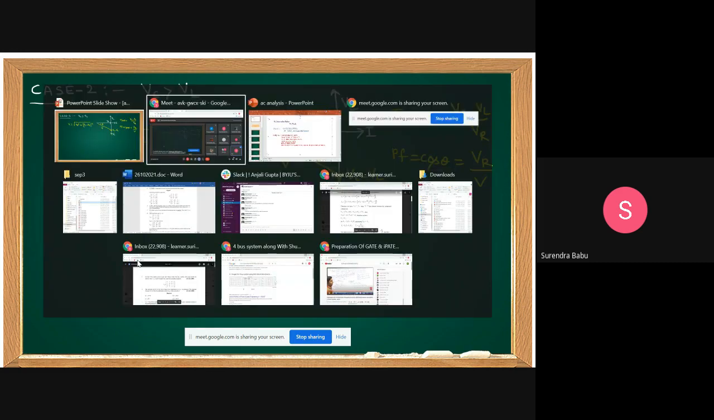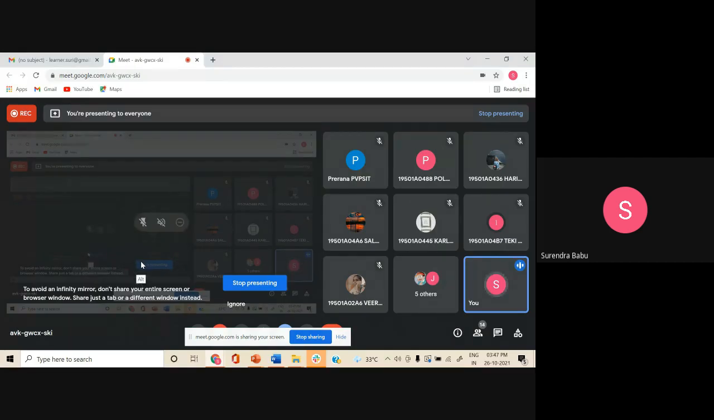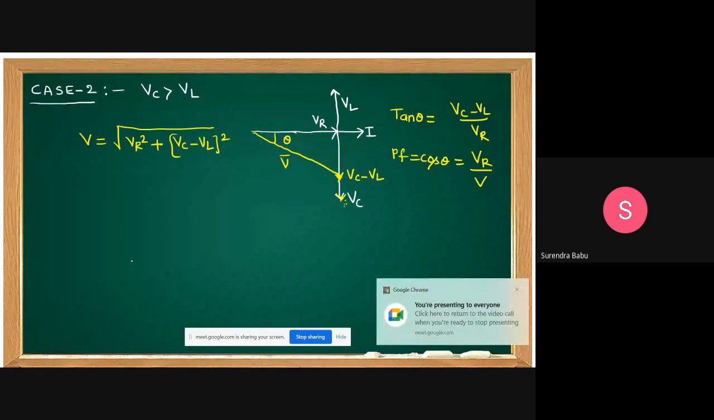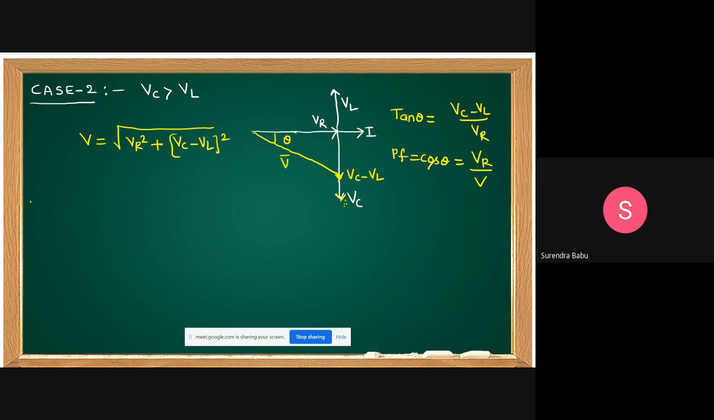Can anybody try this impedance triangle for case 1 and case 2, students? Here I am discussing the impedance triangle for a series RLC circuit. Any triangle you can draw. Very important observations, impedance triangle, students. Here first I am giving case 1. Case 1, what you can take? XL greater than XC.